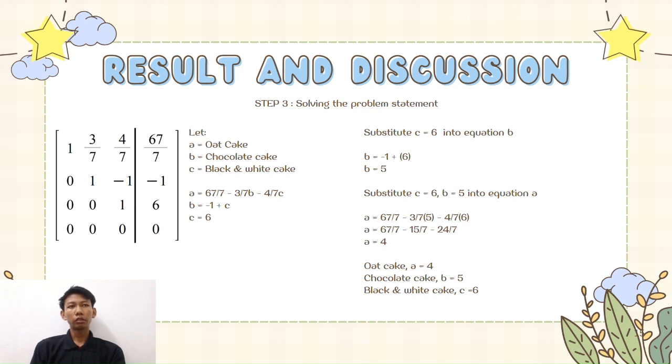Next, substitute C equal to 6 and B equal to 5 into the equation A, and A equals 67 over 7 minus 3 over 7 times 5 and minus 4 over 7 times 6, and we will get 67 over 7 minus 15 over 7 minus 24 over 7, and A we will get 4. So the oat cake that represents A is 4, chocolate cake we get 5, and black and white cake we get 6.